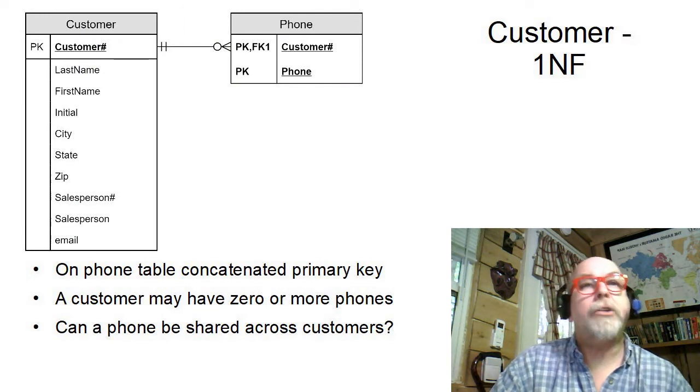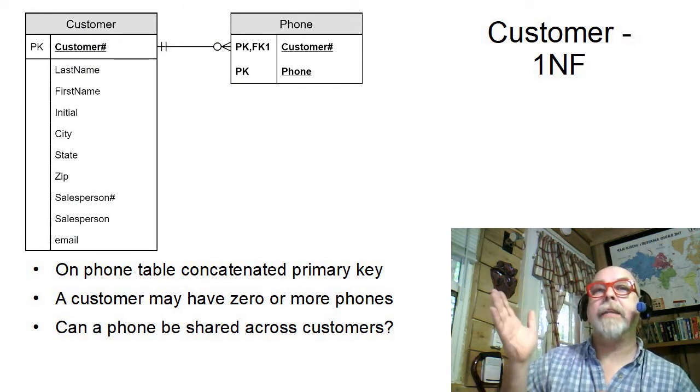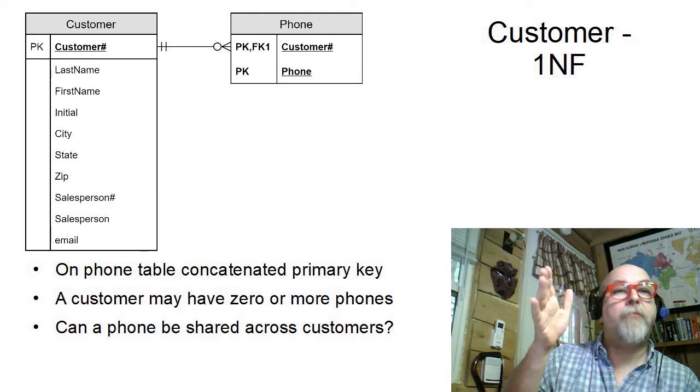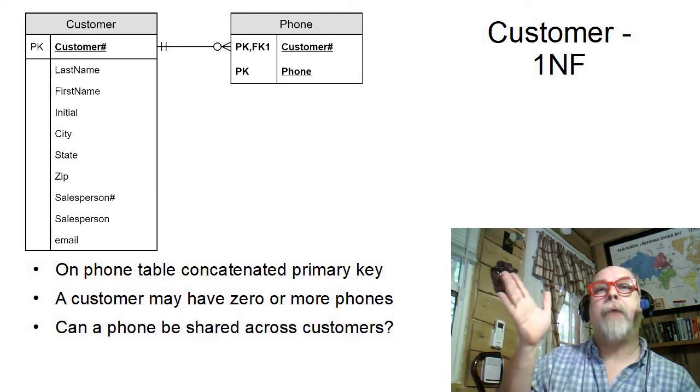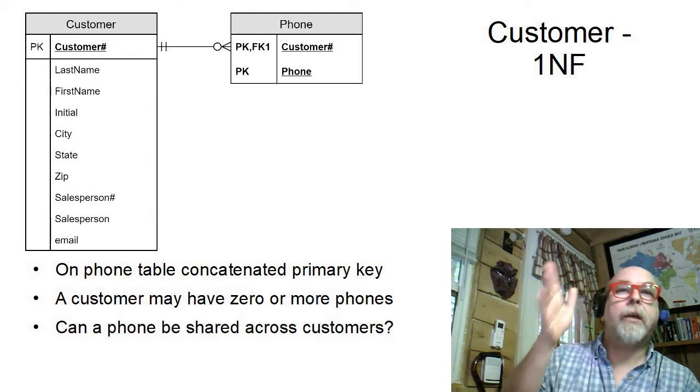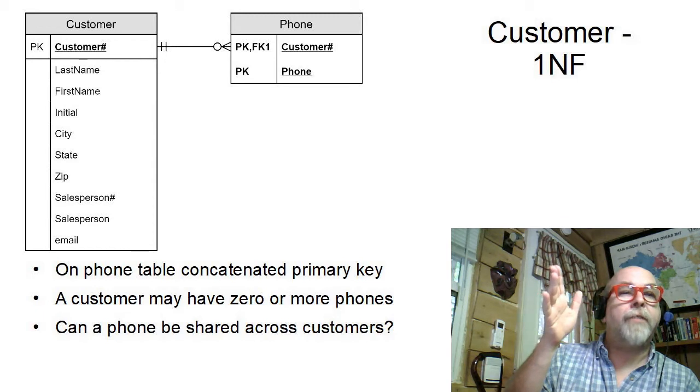The entity relationship diagram would look something like this. A customer can have 0 or more phones, and a phone has one and only one customer. The primary key of the customer table is also a concatenated primary key and foreign key of the phone table.